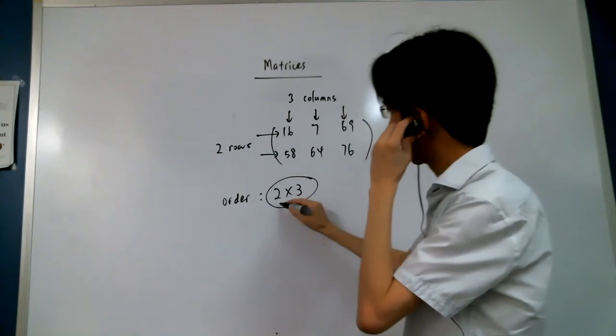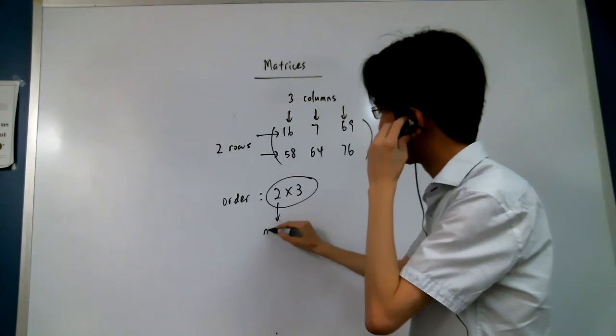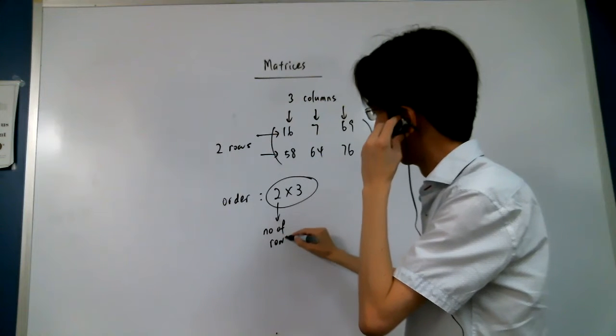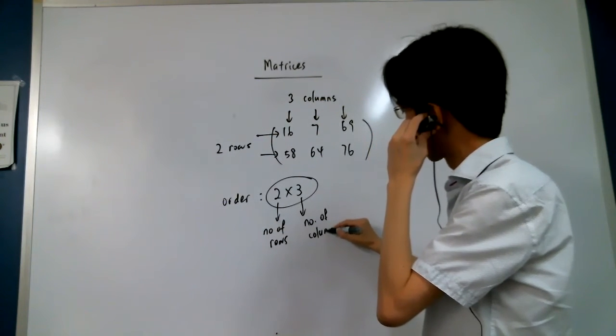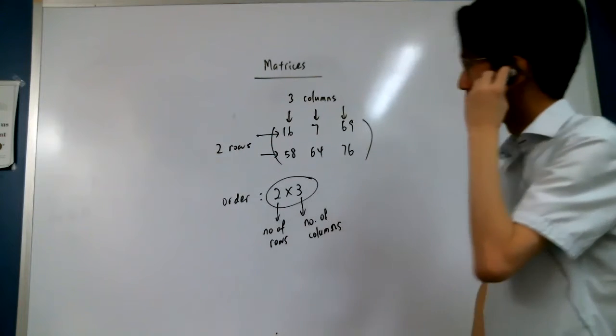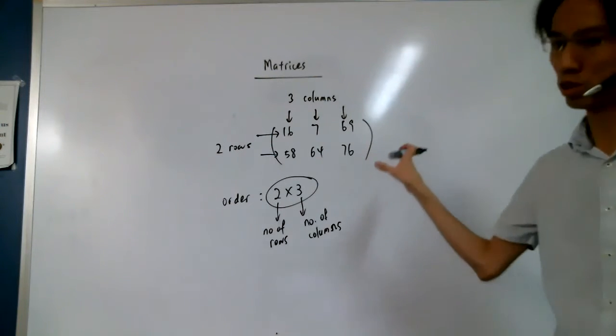So you can take a look that the first number here will represent the number of rows, and the second number here will represent the number of columns. So that is how we define the order of a matrix.